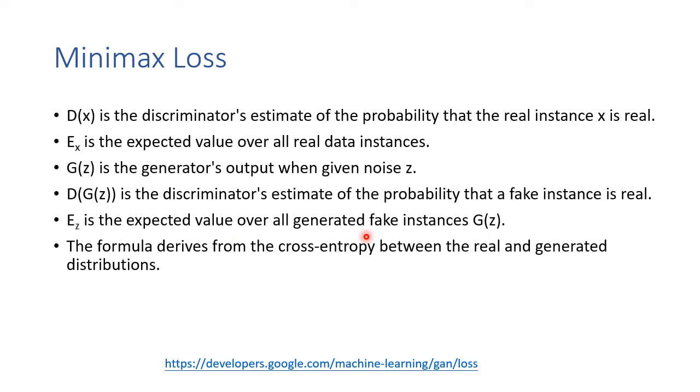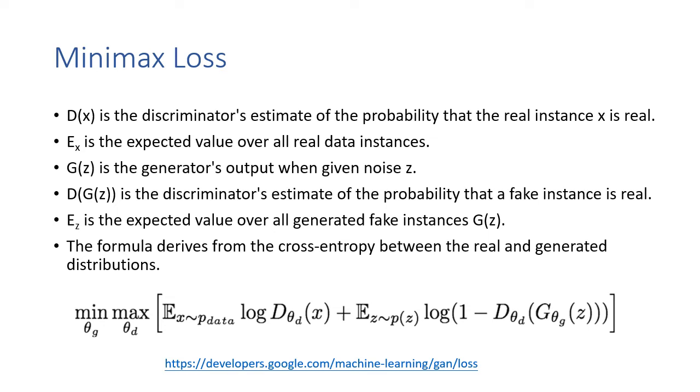Finally, the authors used cross entropy loss between the real and the generated data distribution. So the goal is to maximize the expected value. Maximize this objective function: the expected value of log D of X plus the expected value of log of 1 minus D of G of Z.